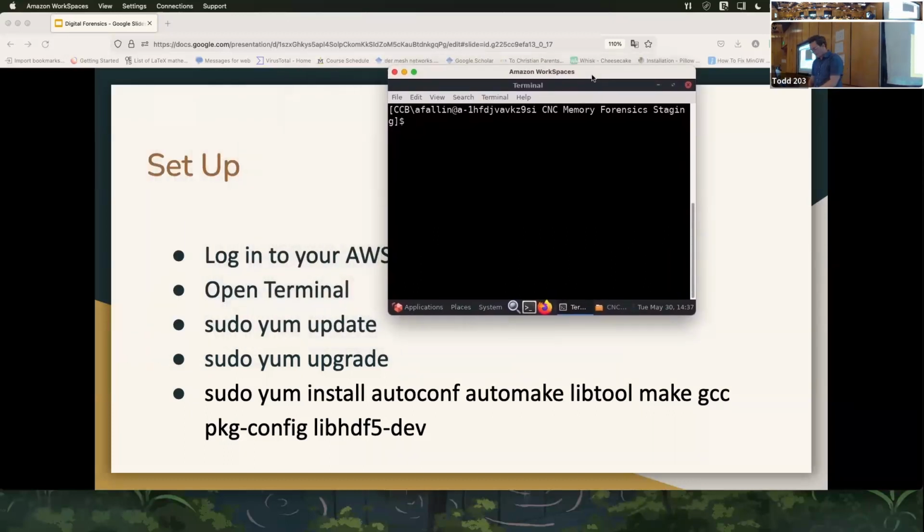Right, so the sudo yum update, I'm going to go sudo. And terminal is this guy right here. So if you haven't opened terminal, this button right here, this guy is terminal.